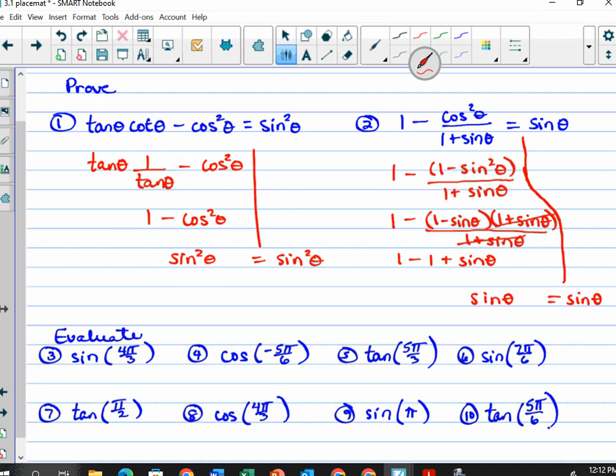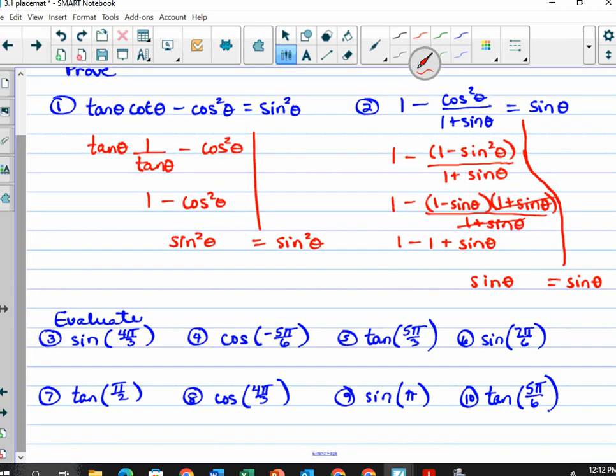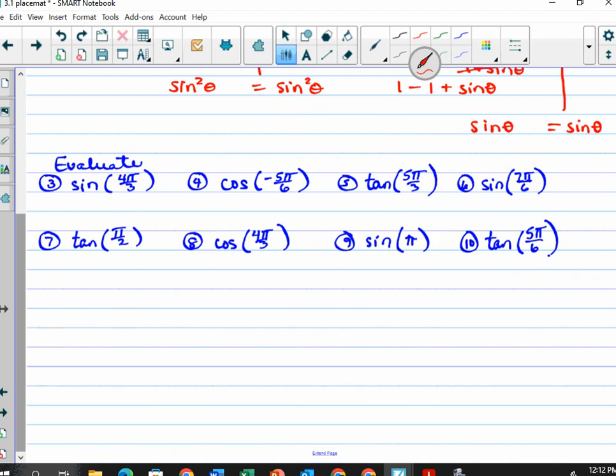Okay, let's look at the trig values then. What is the sine of 4 pi over 3? Root 3 over 2, yeah. Cosine of negative 5 pi over 6. Negative root 3 over 2. Tangent of 5 pi over 3. Go. Sine of 7 pi over 6. I gave you lots of negatives. All right, tangent of pi over 2.